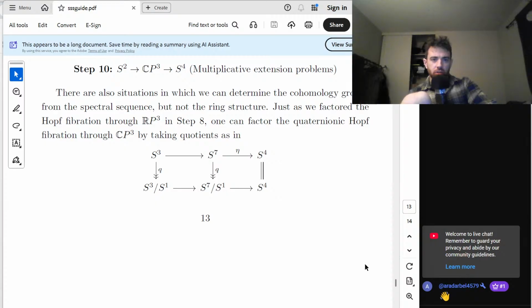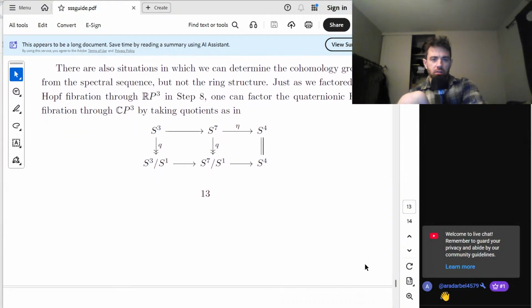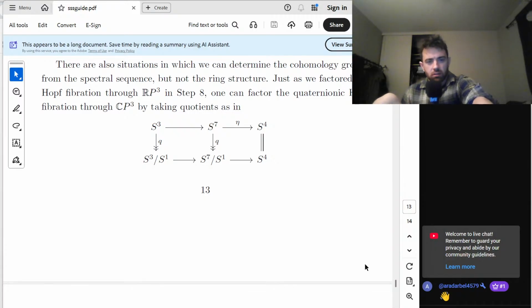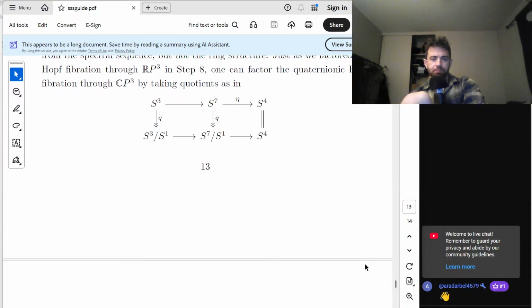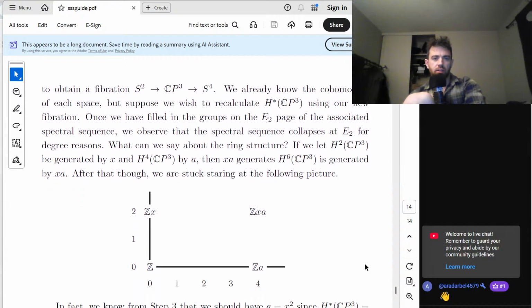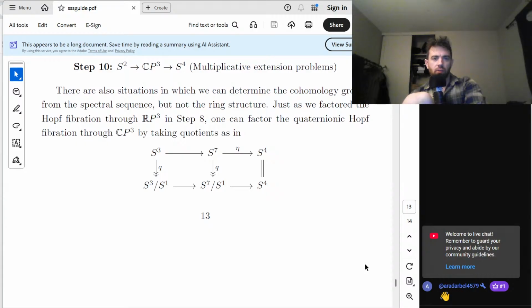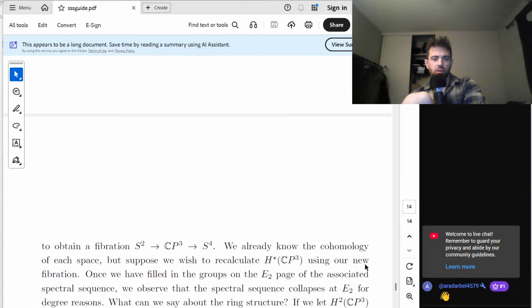Just as we factored the Hopf fibration in step 8, we can factor the quaternionic Hopf fibration by taking quotients to obtain a fibration here. S2, yeah, okay.